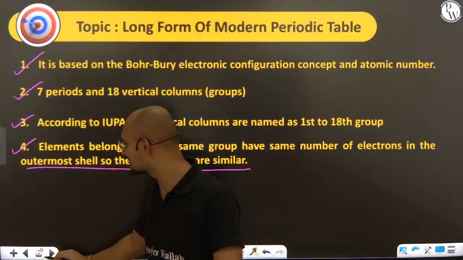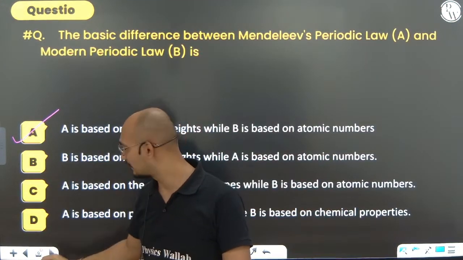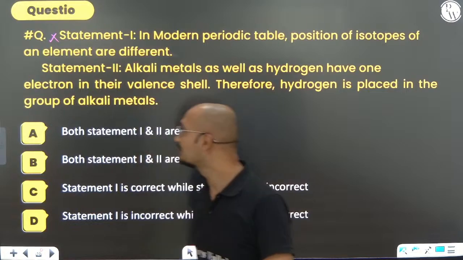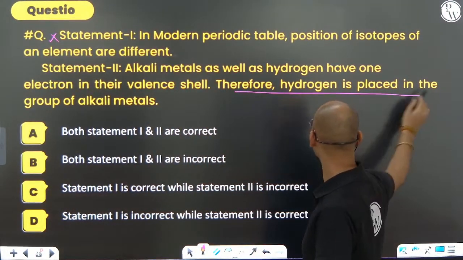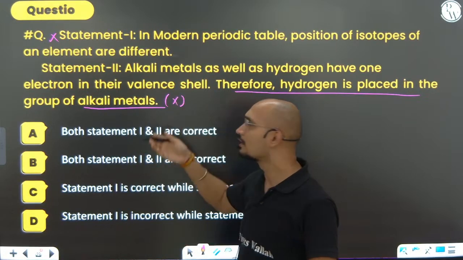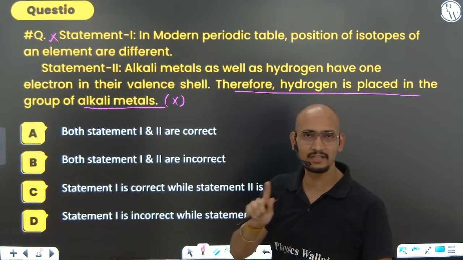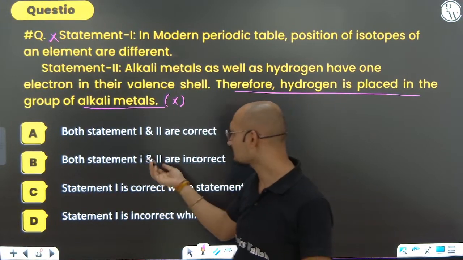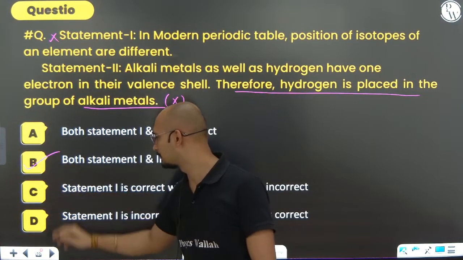The reason is its resemblance in properties with alkali metals as well as with the halogens. So please remember these things. Therefore, hydrogen placed in the group of alkali metals, no, it is wrong. But still we keep it in the 1s, the reason being that it has 1s1 electron. So both of the statements are incorrect. So option B will be the correct one.